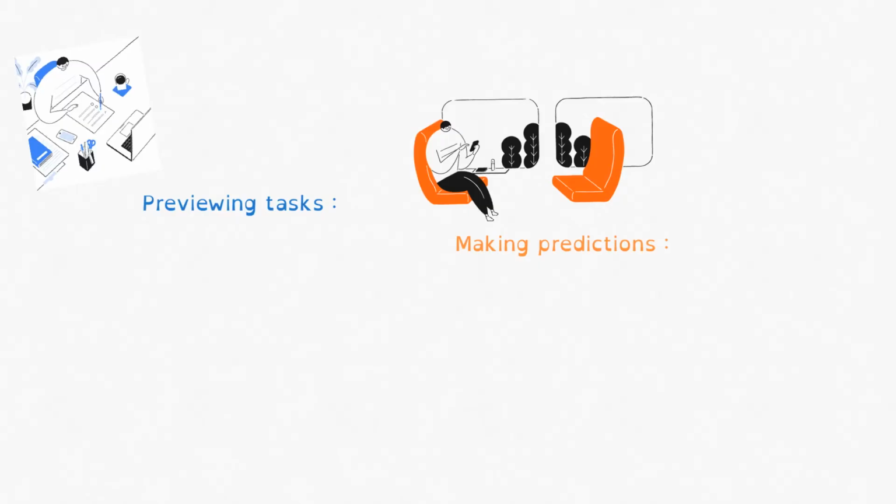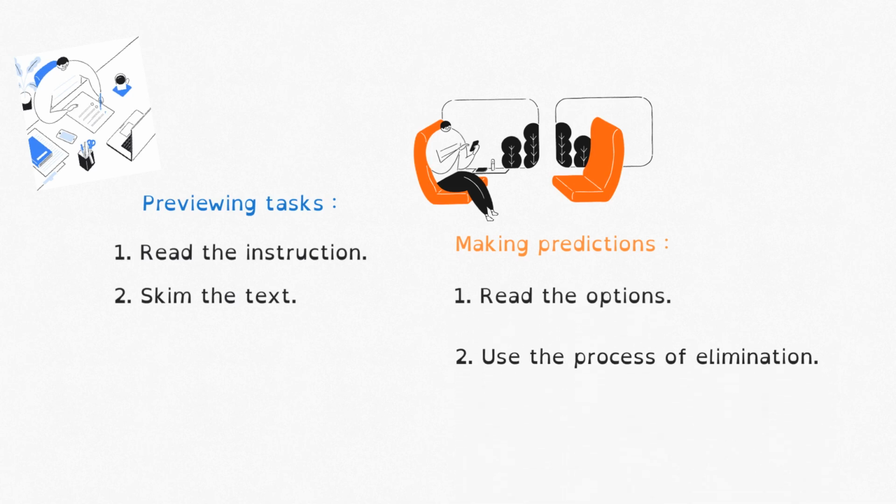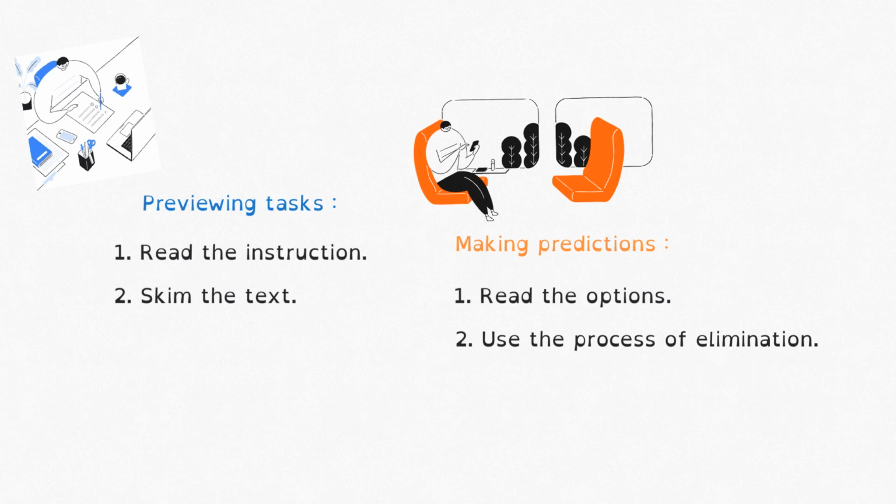To sum up, we have looked at 2 activities we need to do in pre-listening. Previewing tasks. You need to read the instructions to find out who is talking and where the people are talking. Then you have to skim the listening text so that you know what information you need. We also went over making predictions. You need to predict what you are going to hear by reading the options and using the process of elimination to choose the possible answers.